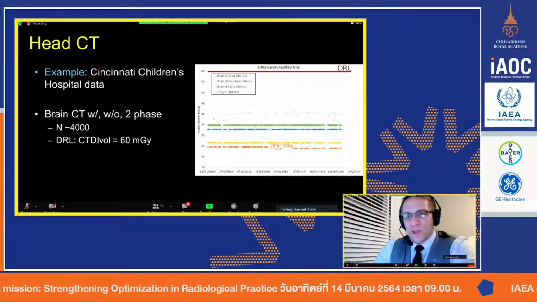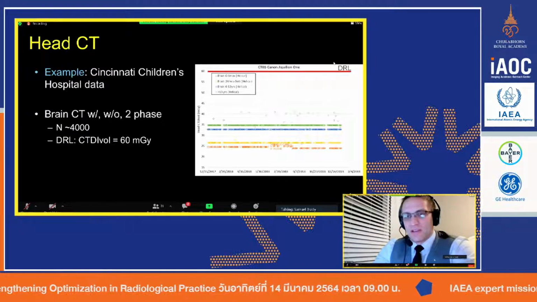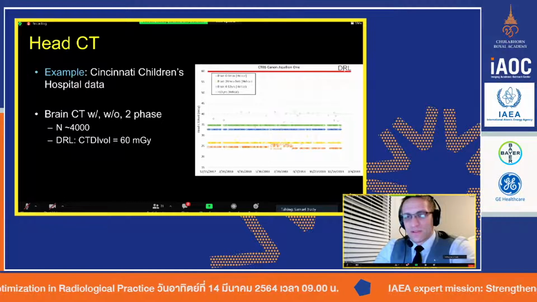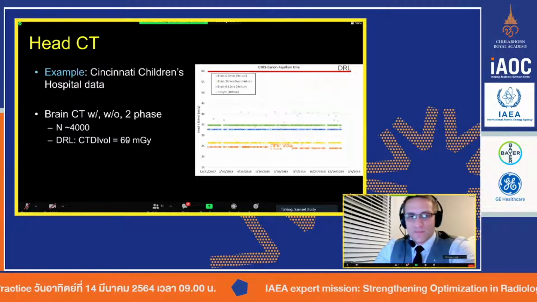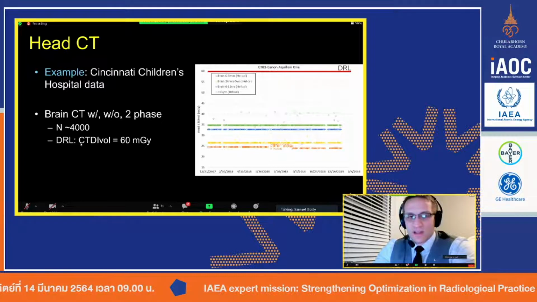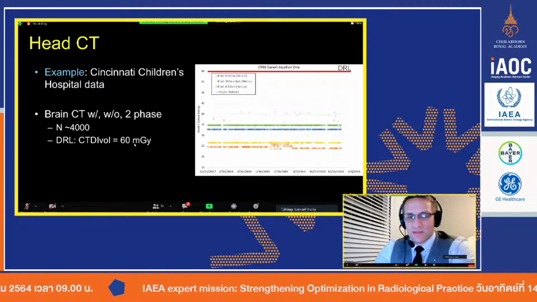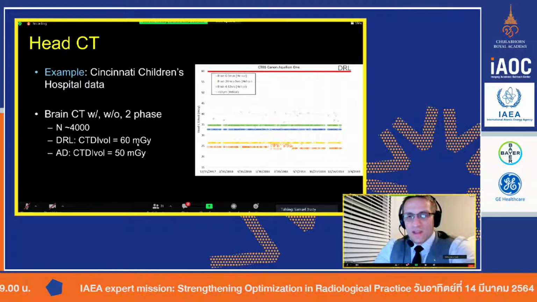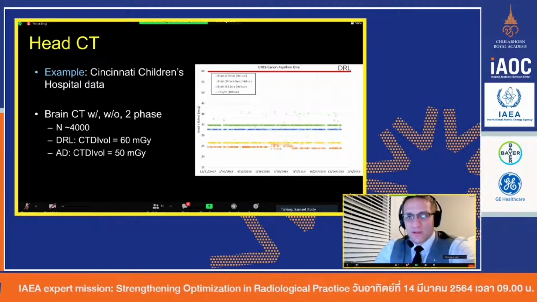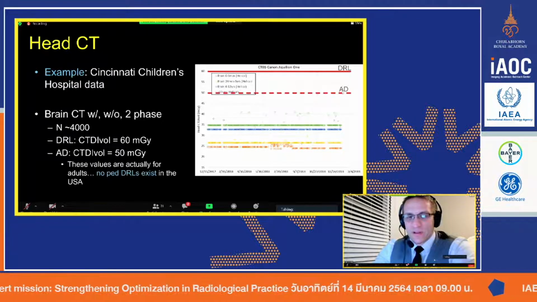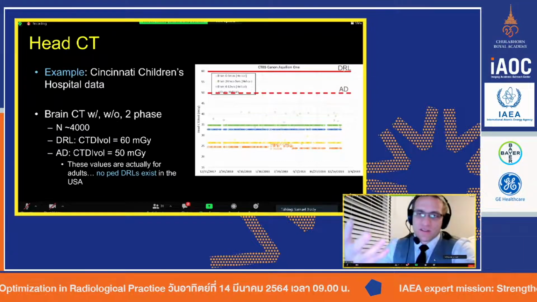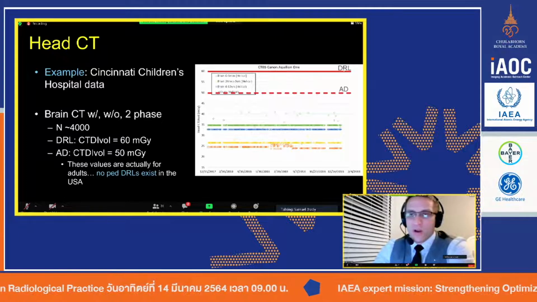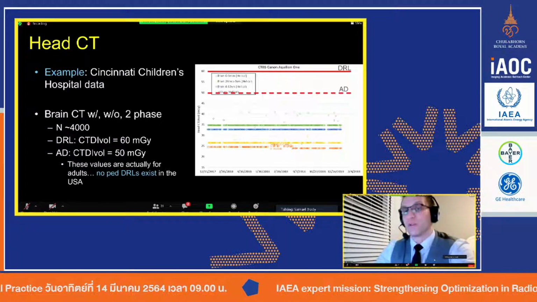So the first thing I can do is go to our national dose reference level, and look at all our data compared to the national DRL. Here in the US, the national DRL volume CTDI is 60 milligray, and the achievable dose is 50 milligray right here. It's worth pointing out that at least here in the US, those values are not pediatric specific. They're all adult specific.